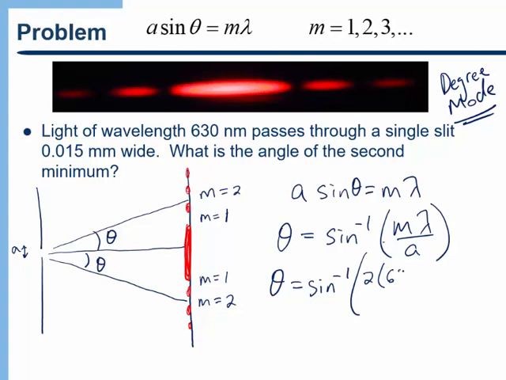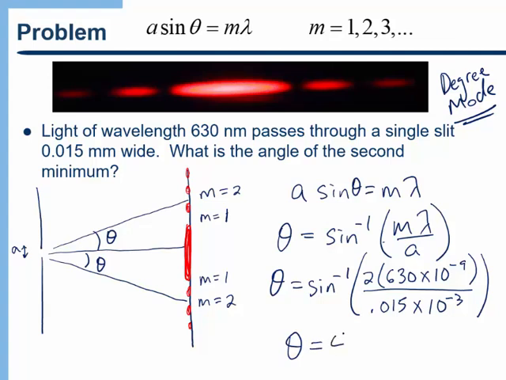Lambda is 630 times 10 to the negative 9th. That will be meters since it's nanometers. Divide that by the slit width, 0.015 times 10 to the negative 3rd, since originally it was in millimeters. And if you calculate that, you should get an angle of 4.8 degrees. So that's how we find the angle to a minimum.